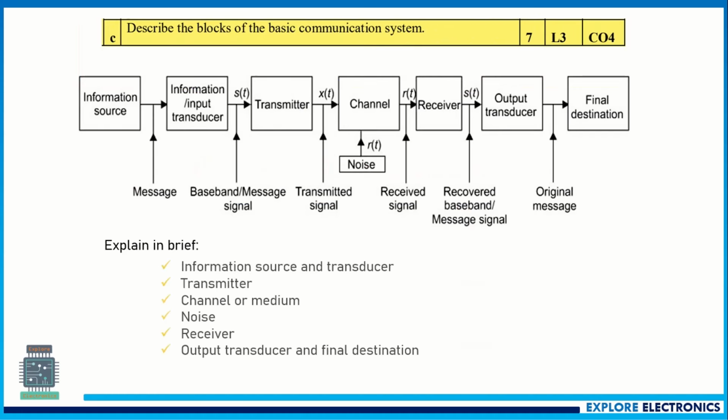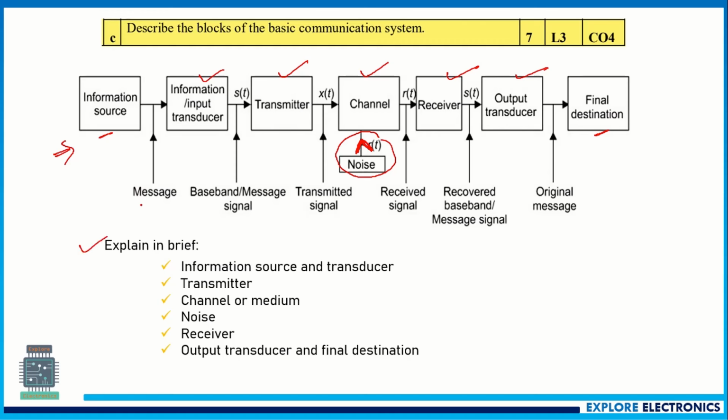And the last question is: describe the blocks of a basic communication system. These are the blocks of a communication system, starting from information source to destination. Here is the input transducer, here is the output transducer, this is the transmitter, this is the receiver, and in between is the channel. And here remember, noise will be added to the channel. Don't make a mistake while writing. This is noise added to the channel, and the arrow mark should be towards the channel.